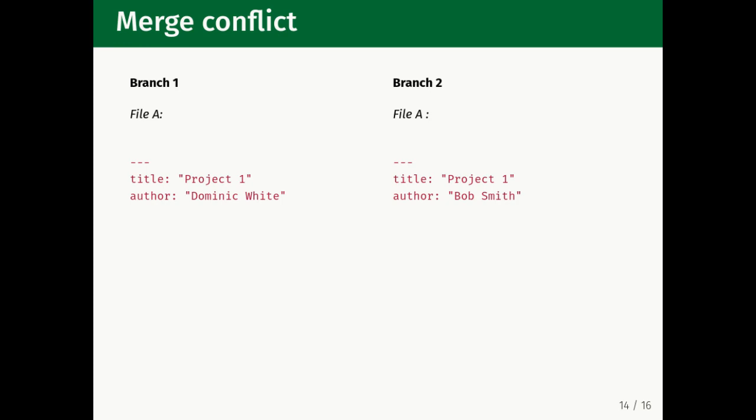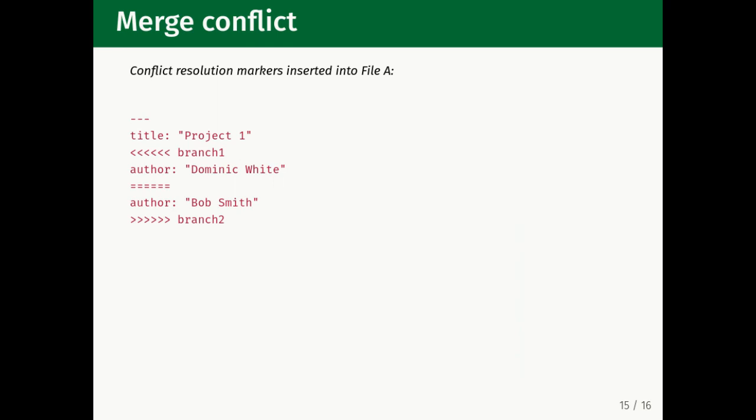Now let's imagine that Bob Smith and I both edit the author line by adding our names. We each commit our change, so now the branches have diverged, and then I decide to merge the branches together. What will happen? This will happen. Git will stop midway through the merge and will give you a message that there is something called a merge conflict. A merge conflict arises when Git can't figure out how to combine one or more lines. It doesn't want to accidentally overwrite something important, so it stops.